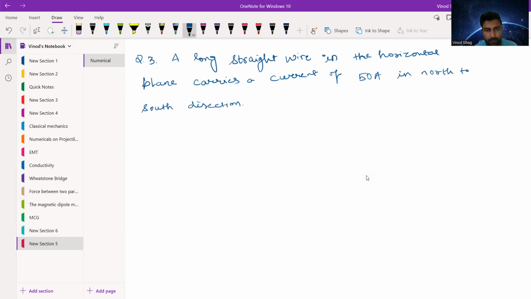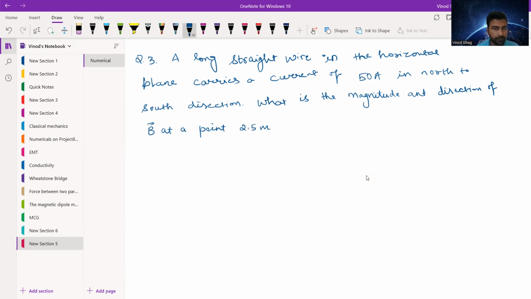What is the magnitude and direction of the B vector at a point 2.5 meter east of the wire? This they are asking.